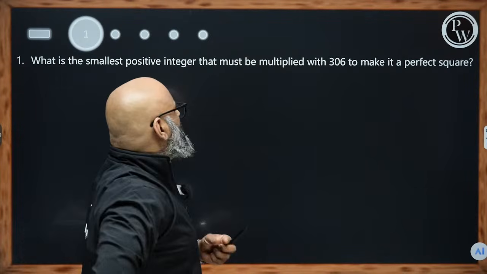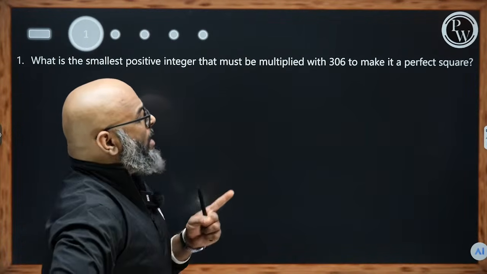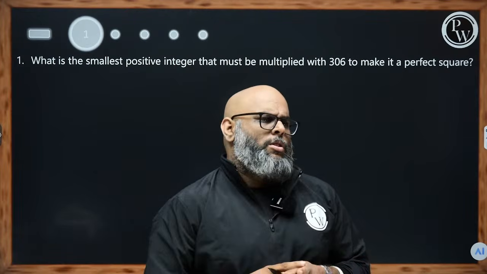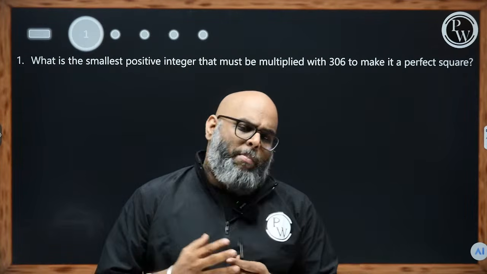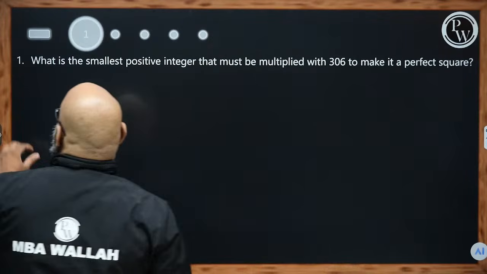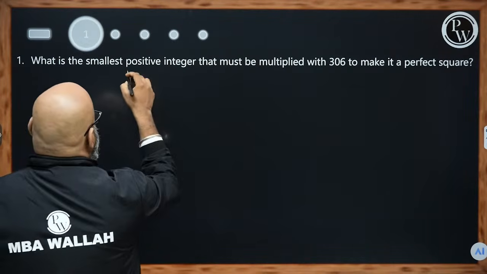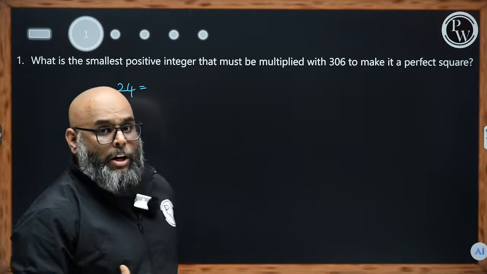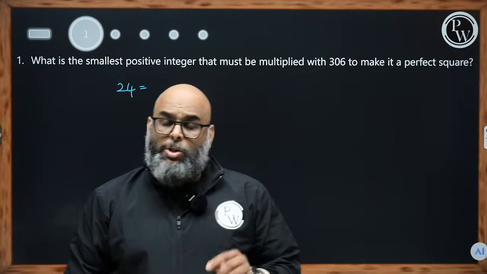The smallest positive integer that must be multiplied with 306 to make it a perfect square. How do I get a perfect square in the first place? Oh, any number, let's go back to this 24, we had 24 in the previous case. Will you say 24 is a perfect square? You look at 24. Is 24 a perfect square?